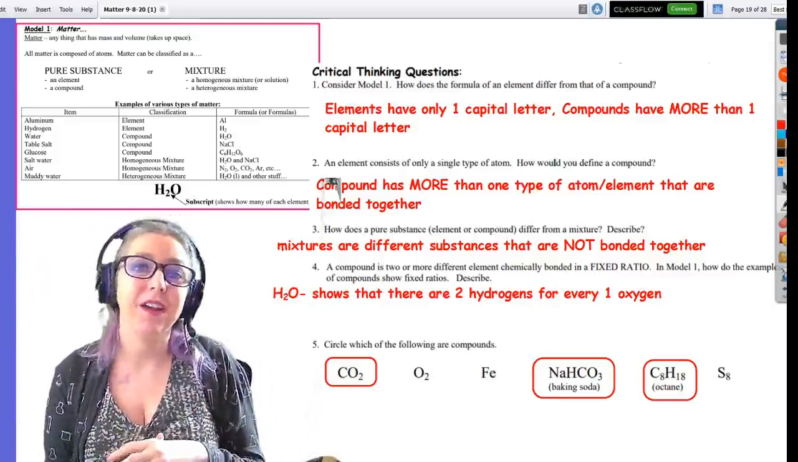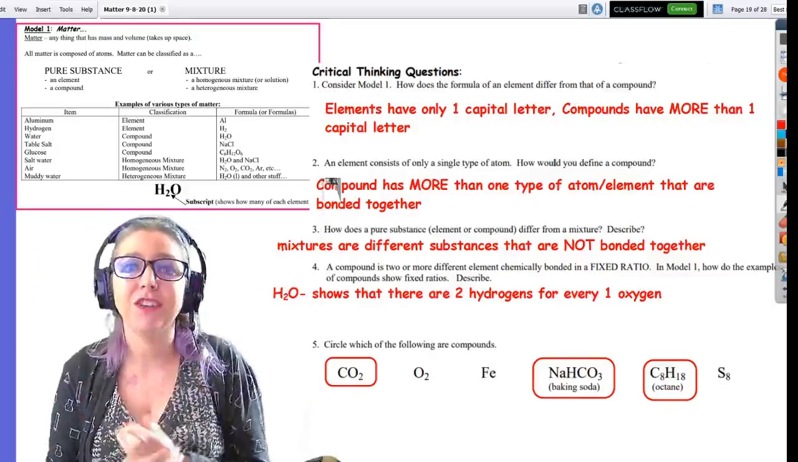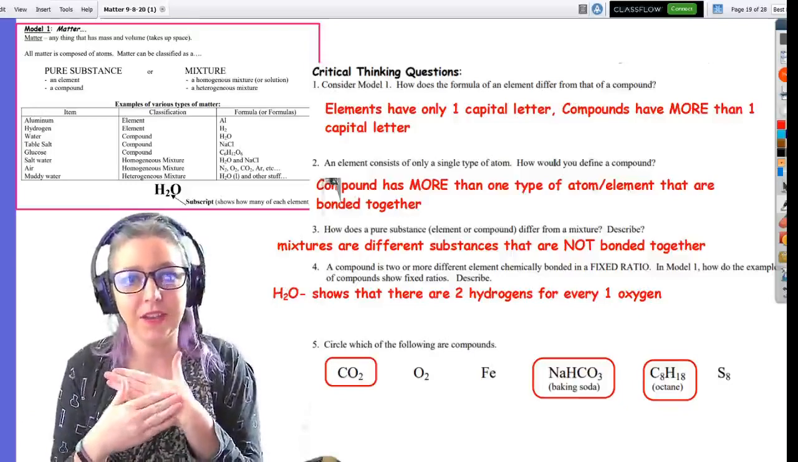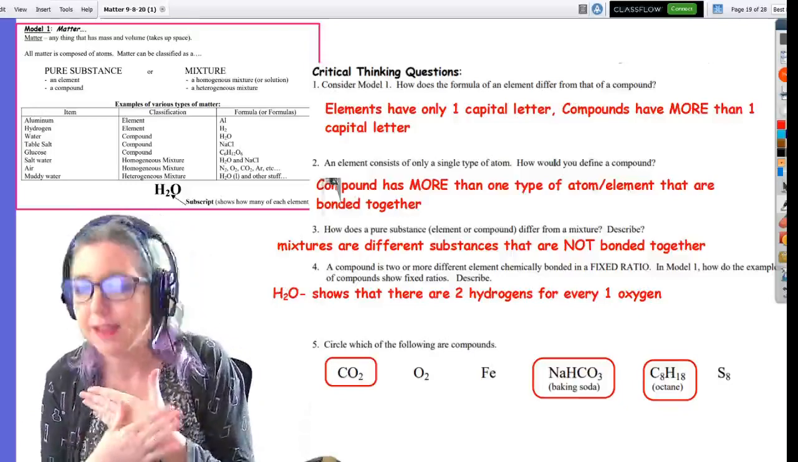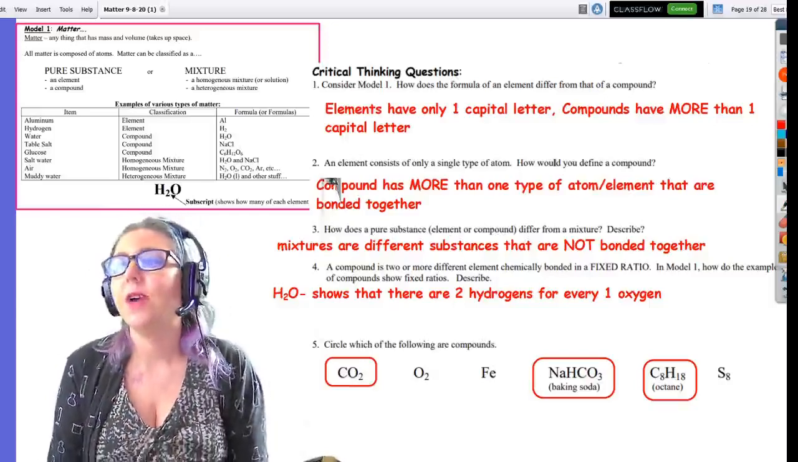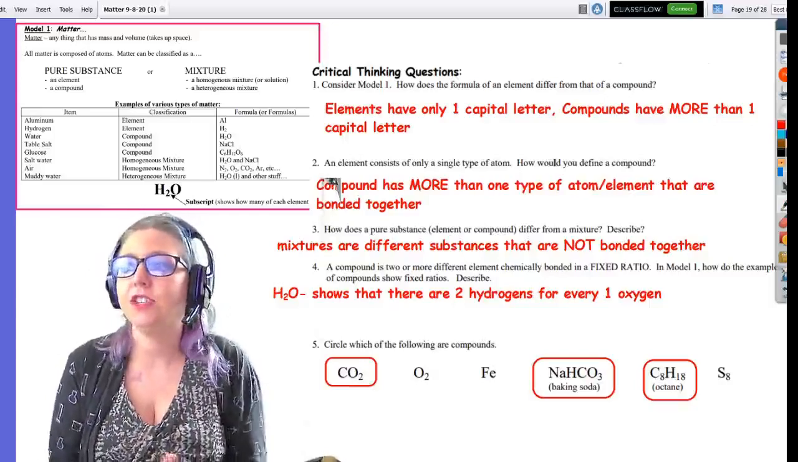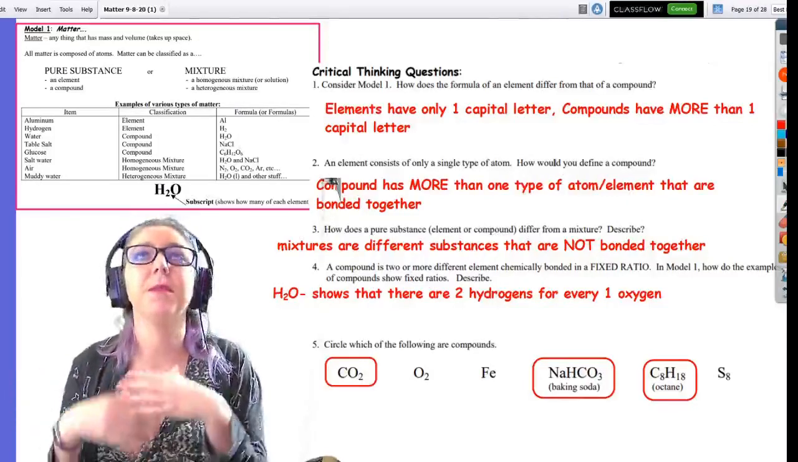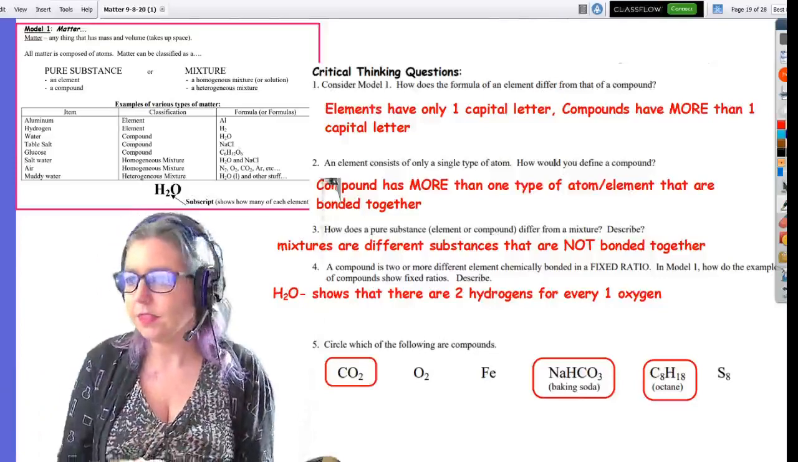H2O2 is not water. H2O2 is hydrogen peroxide. It's one of those things you can pour onto a cut to disinfect it, and it stings real bad and it bubbles. Yeah, that's not something we want to drink. So changing those little numbers, changing those ratios, gives you completely different compounds with completely different properties.